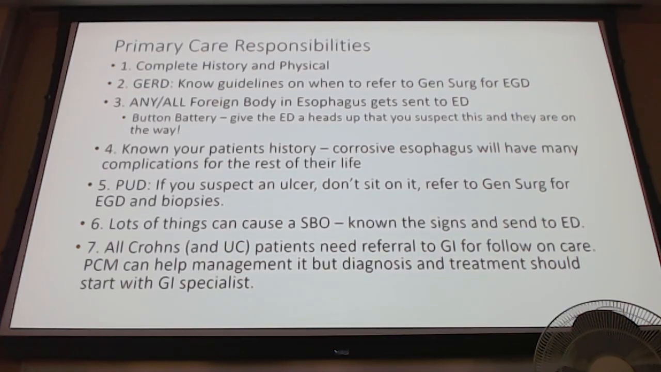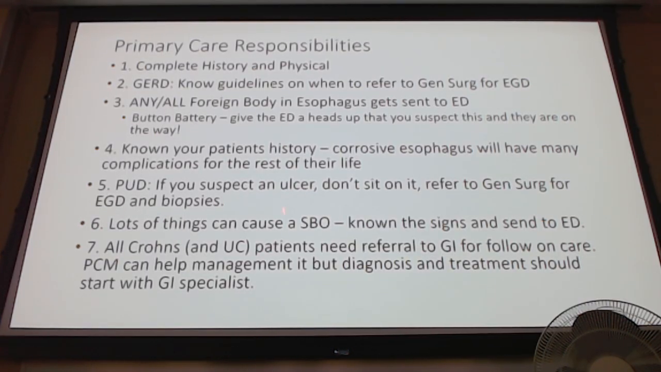Okay, any and all foreign bodies in the esophagus go to the ED. Okay, if it's a button battery, give the ED a heads up. Most likely, they will have called general surgery or GI and they will have brought the scope down and be ready. Okay, know your patient's history. Like I said before, with number 1, corrosive esophagus may have complications for the rest of their life. So if you don't know what their history is, you can't help them.